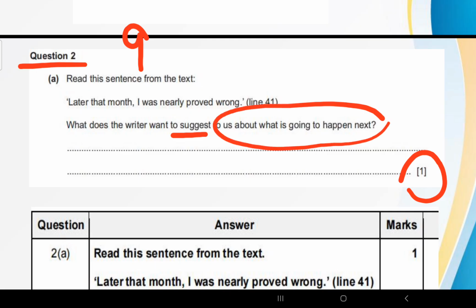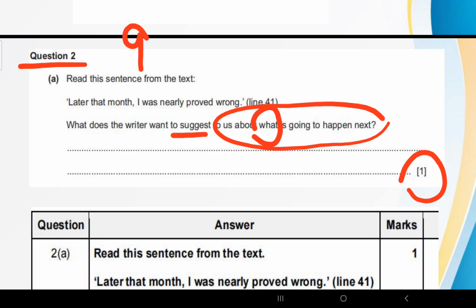Basically, he says later that month I was nearly proved wrong. So what happened later that month that proved the writer wrong? You have to read all that part, and maybe the part that comes after that, maybe line number 45, 46, 47, so that you can get the idea of what happened then. If you get that, only then can you answer this question. So what does the writer want to suggest to us about what is going to happen? Now this 'what' is also important.